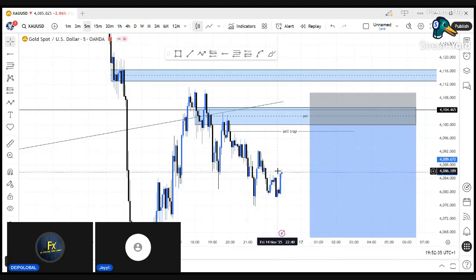Let's set our limits. That's the sell limit. Either we wake up to SL or we wake up to profit.